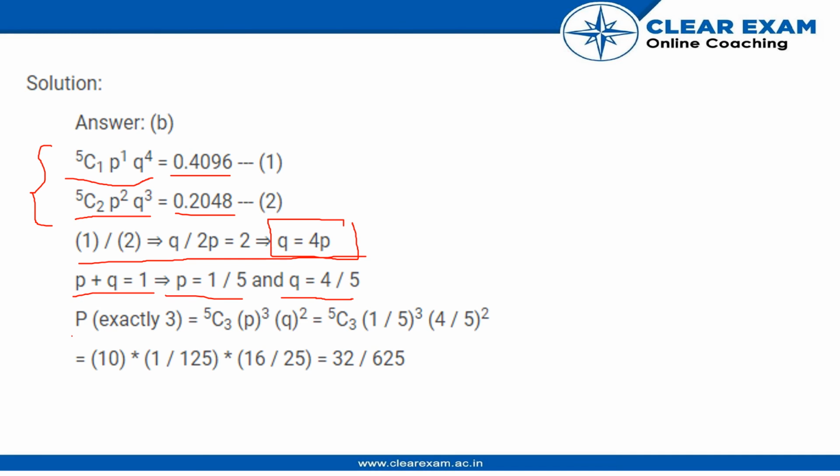So P, that is the probability of exactly 3 successes, would be 5C3 p raised to 3 q raised to 2. So 5C3 (1 by 5) whole cube (4 by 5) whole square. So once we calculate this value, we get the answer to be 32 by 625.